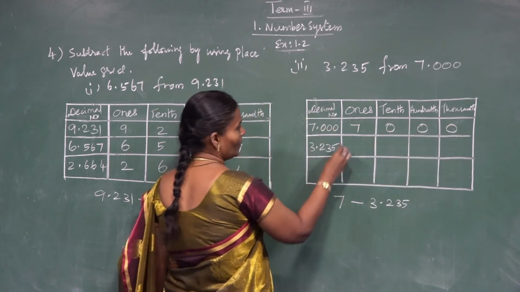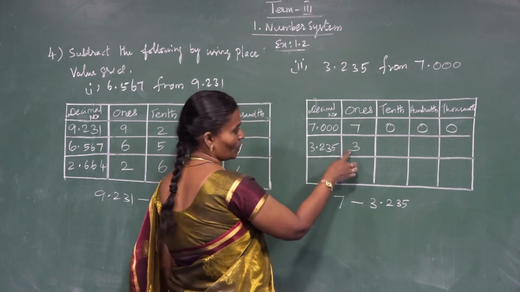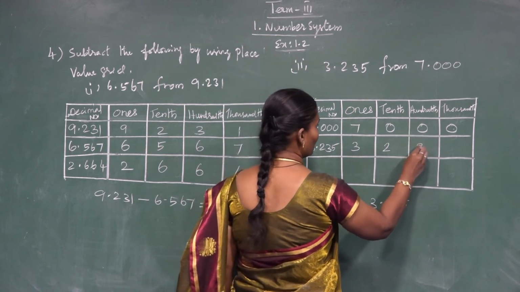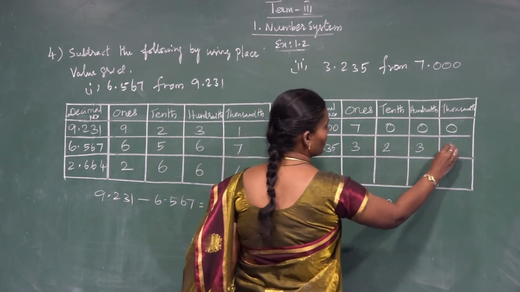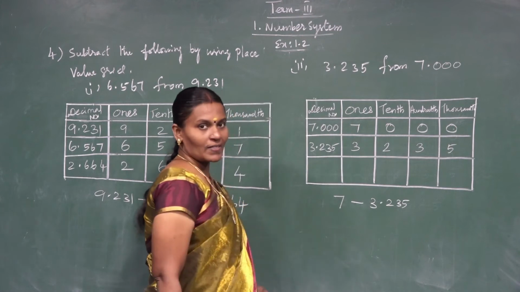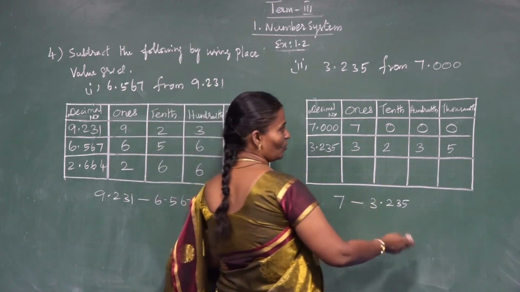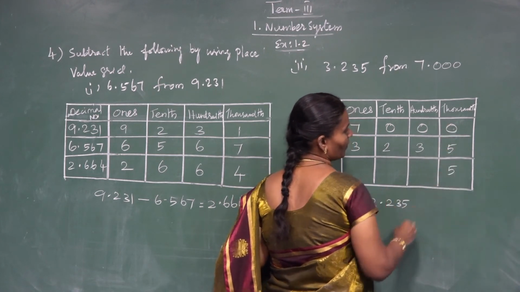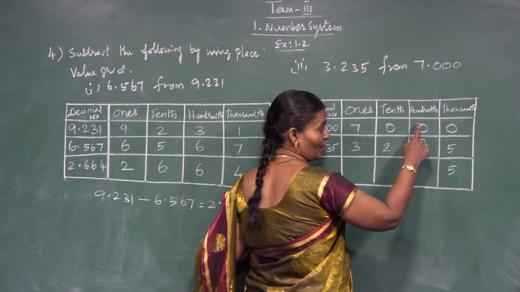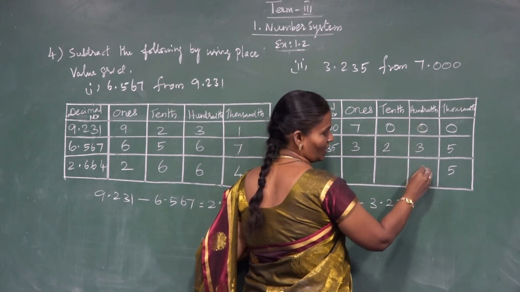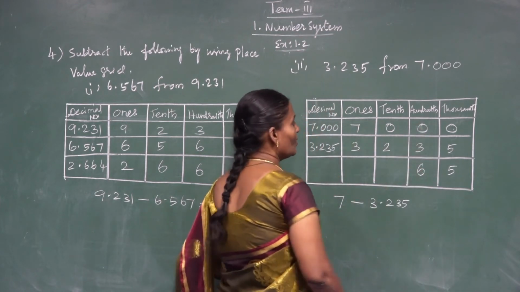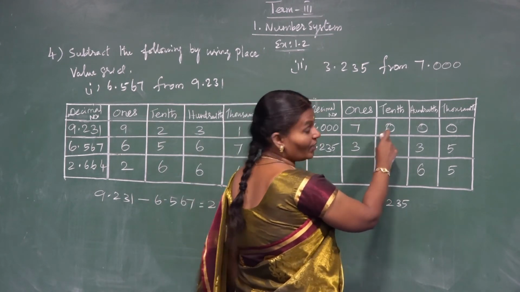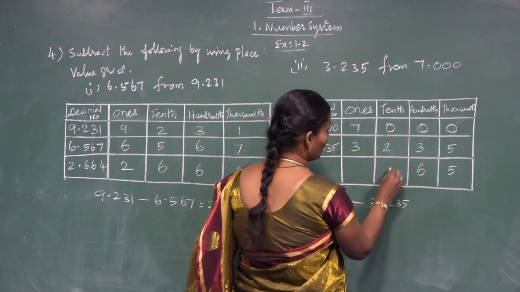Here the decimal places are 0, 0, 0. Now here in ones place 3. That's the whole part. In decimal part, the 10th place 2, 100th place is 3, and 1000th place is 5. Understand, children? Now you subtract. Here you can say 10. 10 minus 5 is 5. Remaining is here 9. 9 minus 3 is 6. Here also 9. So 9 minus 2 is 7.